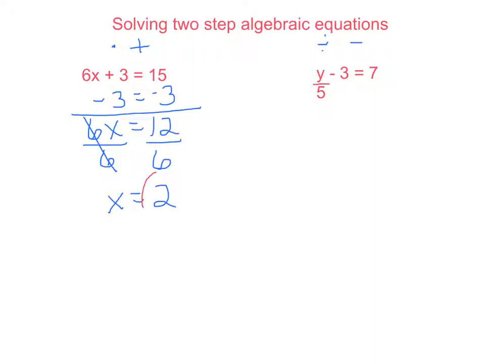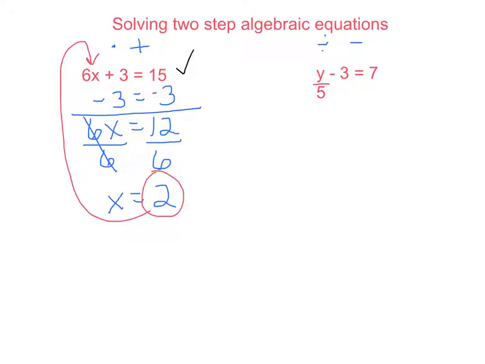Once again, if I take the answer 2 and put it back into x in the original equation, I do have to get both sides to be equal to each other, and you can see that 6 times 2 is 12 plus 3 does give me 15, so I was able to go through and solve that.